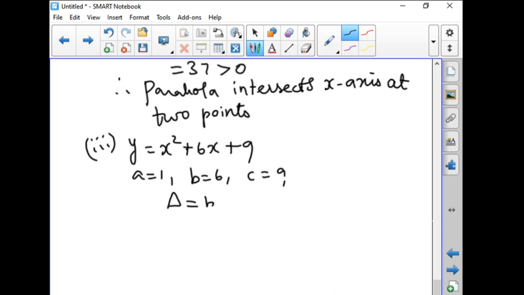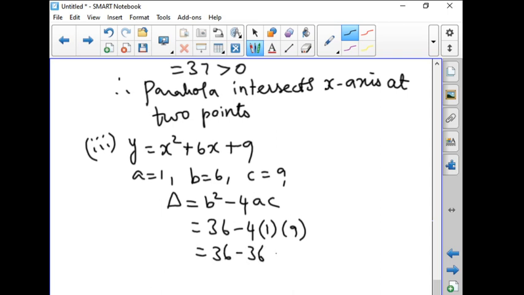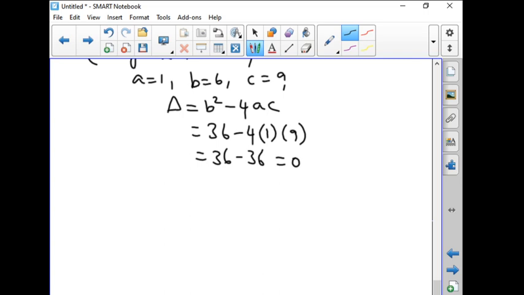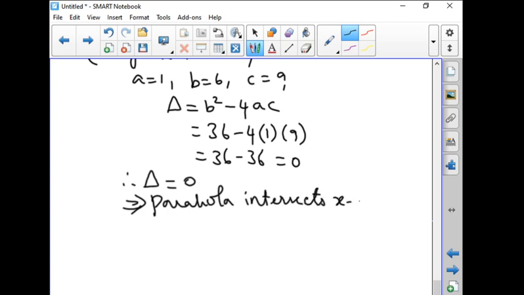Delta is equal to b square minus 4ac. 36 minus 4 into 1 into 9. So 36 minus 36, your answer is equal to 0. If delta is equal to 0, that implies the parabola intersects the x-axis at only one point.